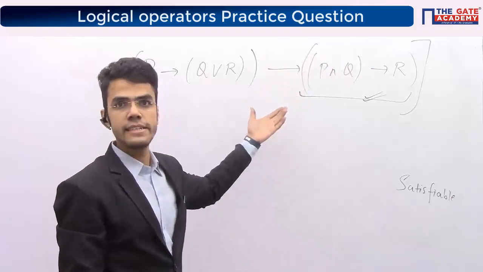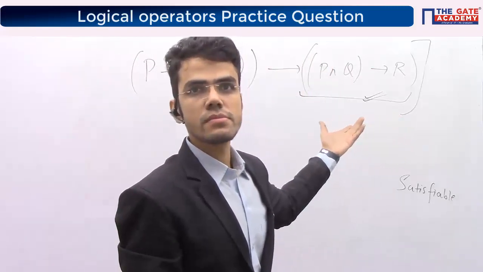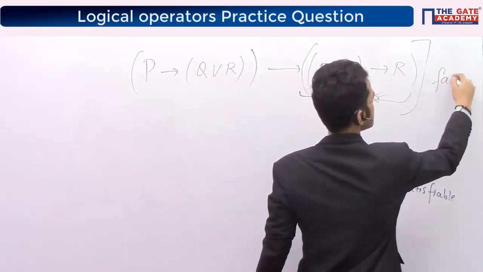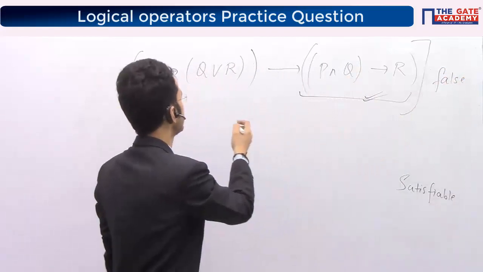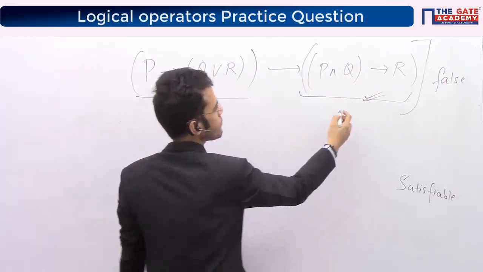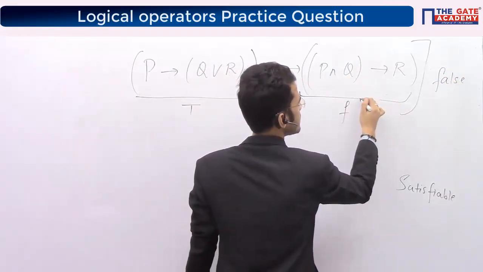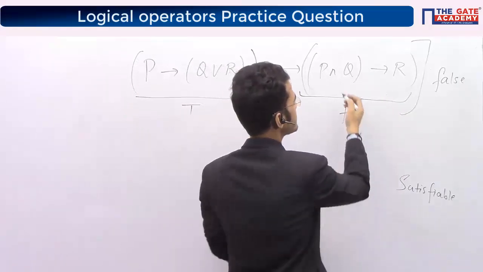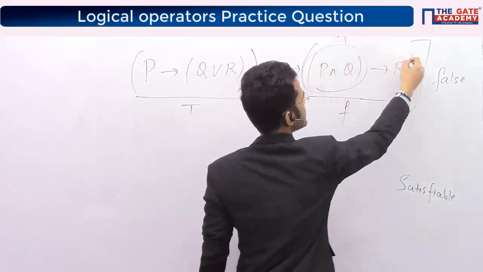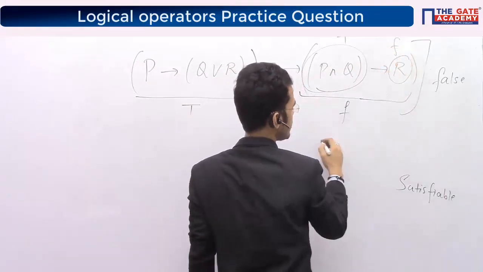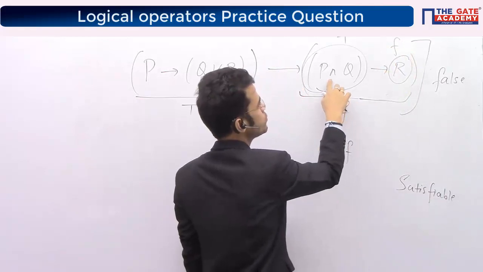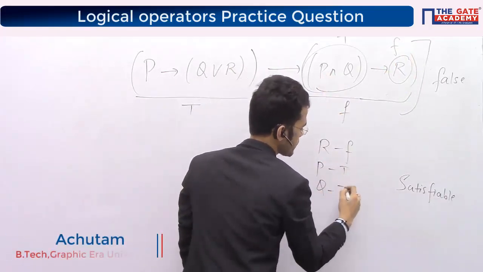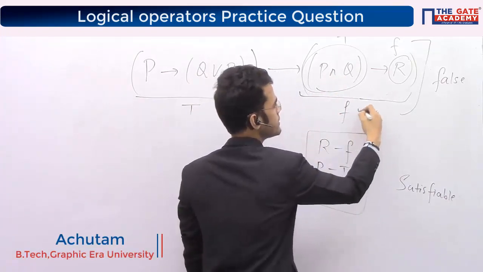How do I check for validity? Again, try to generate one false case. How do I generate one false case? This side true, this side false, right? Now again, try to generate this as false, this true, and this as false. So clearly R should be false from here. How will I make this true? The AND operator says both have to be true. P true, Q true. So I got one set of values for which this is becoming false.